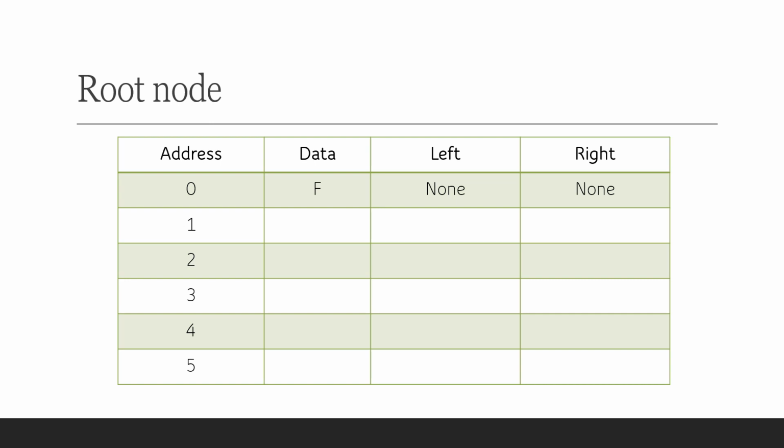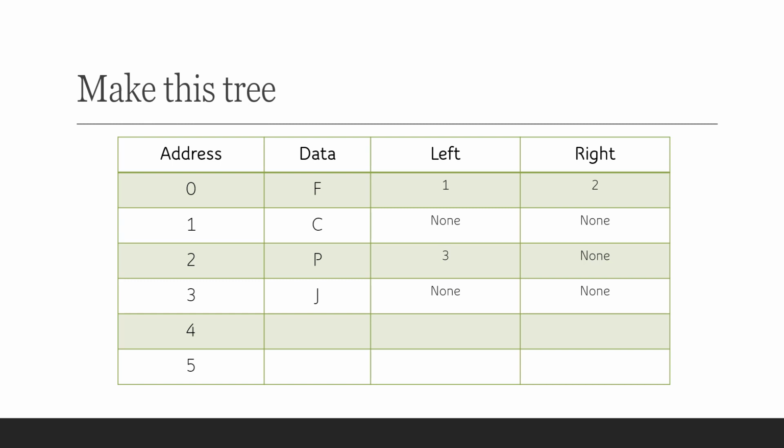But as we add data, the array will start to fill up. Perhaps it will look like this. So we can see that the root node has got two pointers, one pointing to address 1 and the other pointing to address 2. C is at address 1 but hasn't got any pointers. P is at address 2. It's got a pointer to J. And other than that, there are no other pointers.